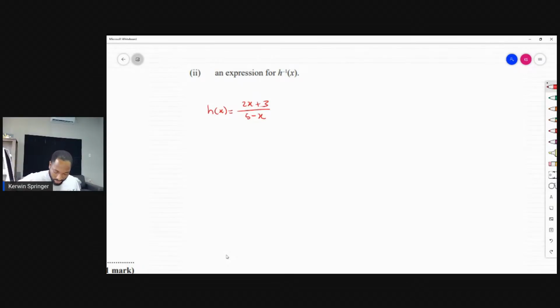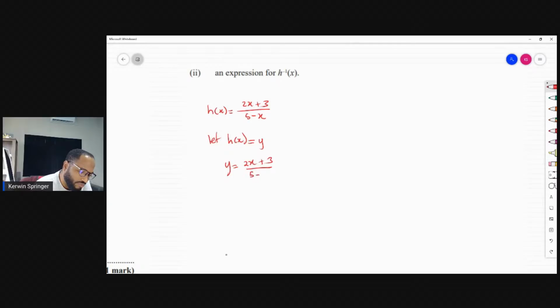So how are we doing this? How are we getting the inverse here? What's the first step? The first step that they teach in school: let h of x equal y. Do you do this in school? And y is equal to 2x plus 3 over 5 minus x.